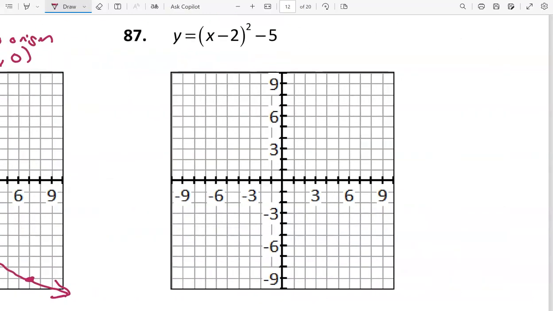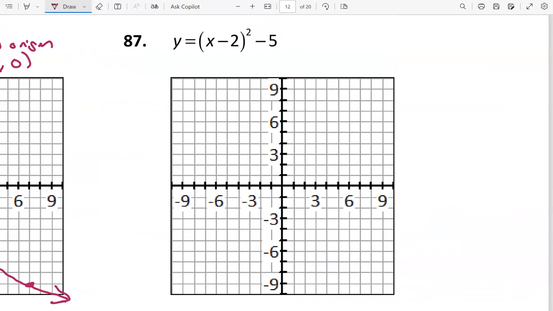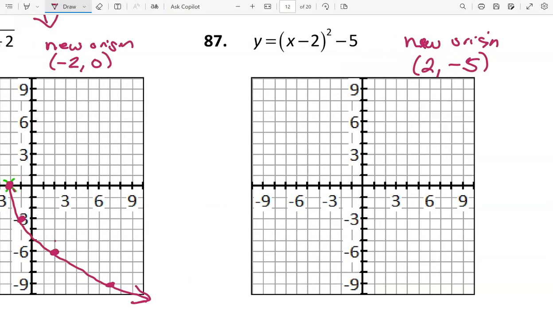All right, last one here. Let's take a look at this as a quadratic function. And our new origin has an x value that would make the inside of the squaring equal to 0. So x equals 2 will be the x value because 2 minus 2 is equal to 0. And then we have a -5 on the outside.